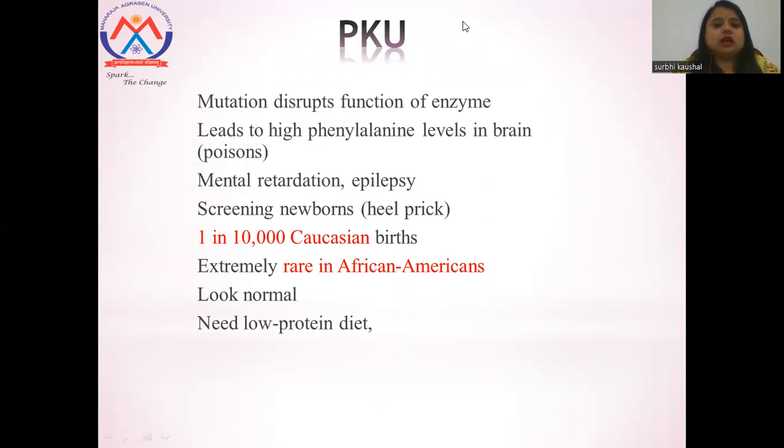It leads to high phenylalanine levels in the brain, mental retardation, epilepsy, and newborns are screened. It occurs in 1 in 10,000 Caucasian births. Extremely rare in Africans as well as in African Americans. The patient suffering with this disorder looks normal and needs a low protein diet. So these are the chromosomal as well as genetic mutations we have discussed.